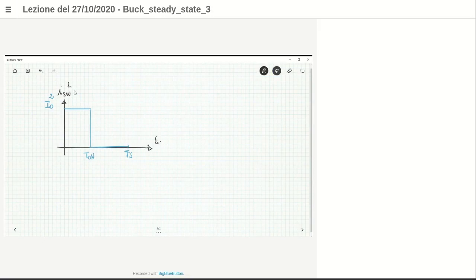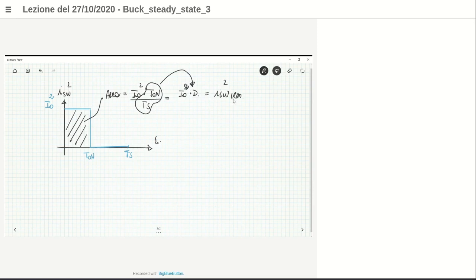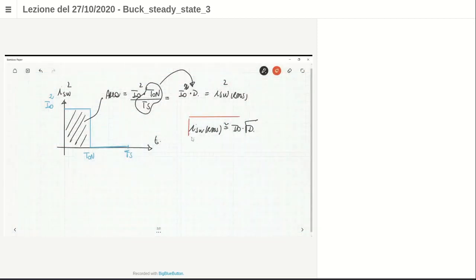Then I get the average of this current through the period. In order to get the average, I have to simply consider the area here, and the area is I naught square multiplied by T on. Okay, and then I get the mean value over Ts. That is also I naught square multiplied by D, the duty cycle, because D is the duty cycle. Okay, and this is the I switch root mean square value squared, and then you have to take the root. It is I naught multiplied by the square root of D. Of course, this is an approximation because of the flat top approximation.